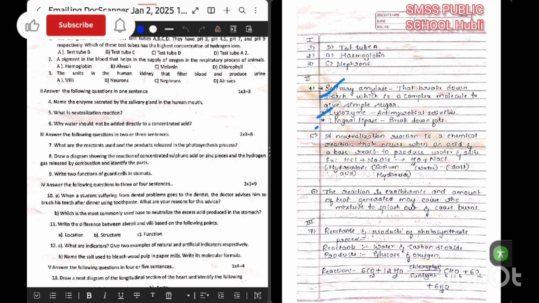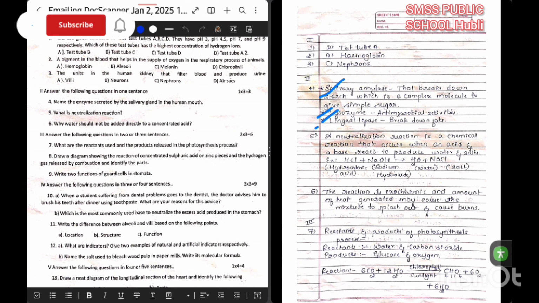Lysozyme is essential for antimicrobial activity, so it kills the harmful bacteria present in our mouth, and lingual lipase breaks down fat, so that is essential in order to break complex molecules like fat. So the question number 5, what is a neutralization reaction?